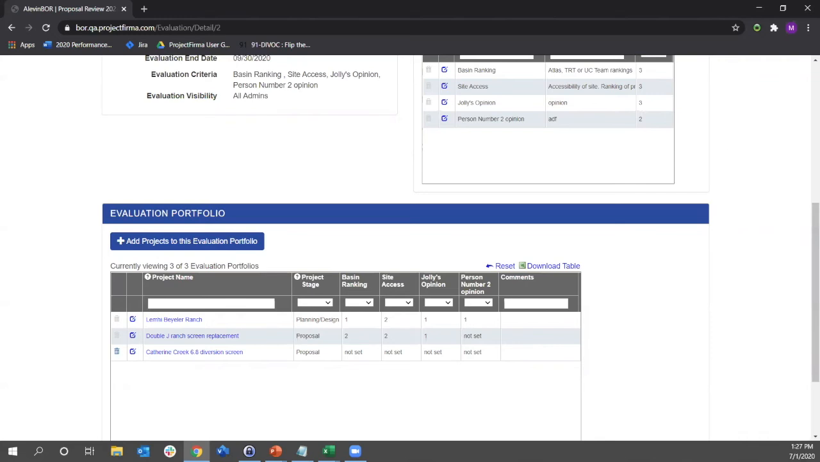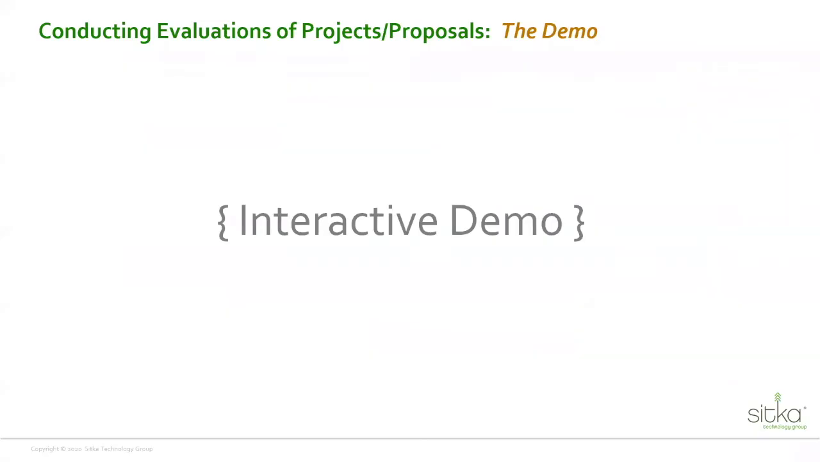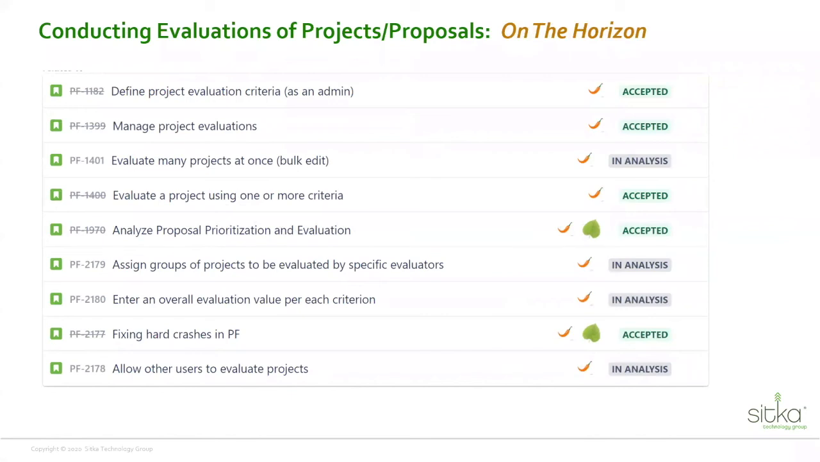But I'll show you a few things that we've got potentially on the horizon. So for those of you who aren't familiar with software development, we basically track units of work as stories or features that we will implement. And what you're looking at here is a number of different stories. So this one, define project evaluation criteria as an admin. We just looked at how you can do that as an admin. It's been accepted. So anything that says accepted is work we've completed.